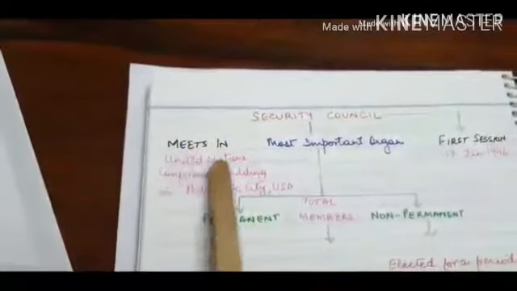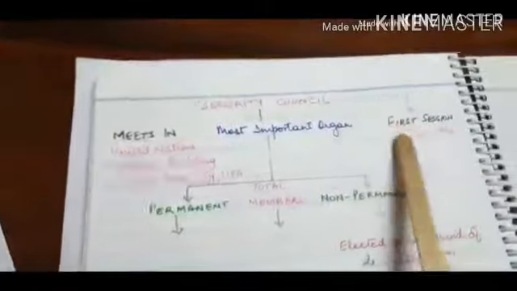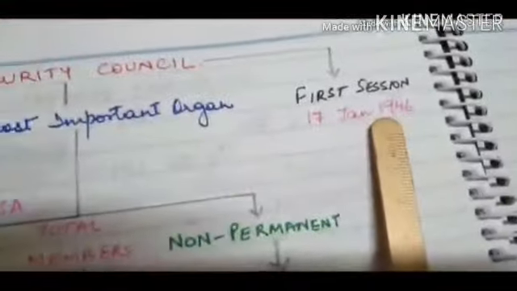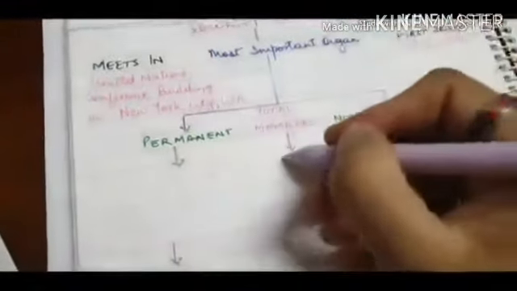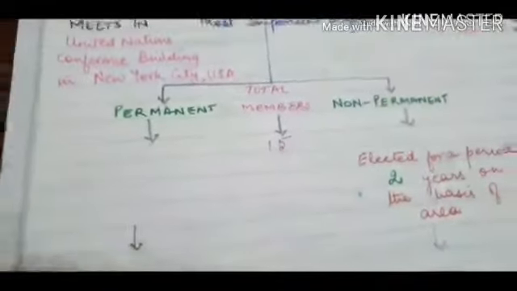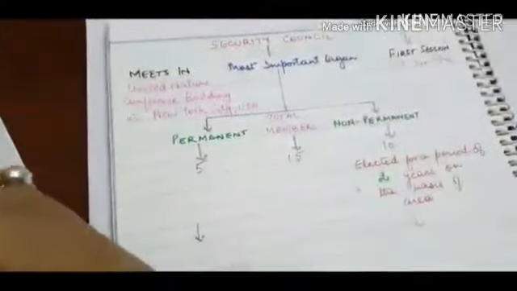It meets in the United Nations Conference Building in New York City, USA. Its first session was held on 17th January 1946. There are a total of 15 members in the United Nations organization, 15 member countries, of which 5 are permanent and 10 are non-permanent members.